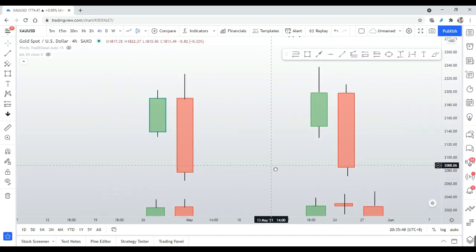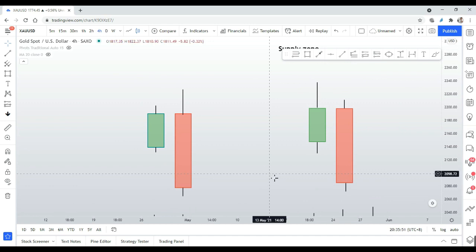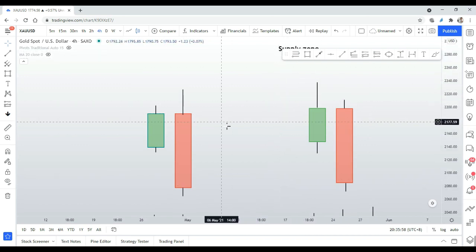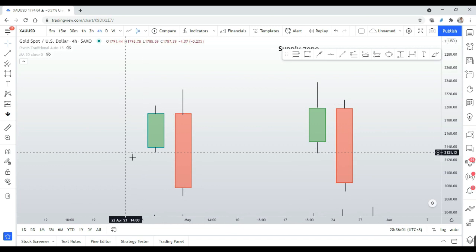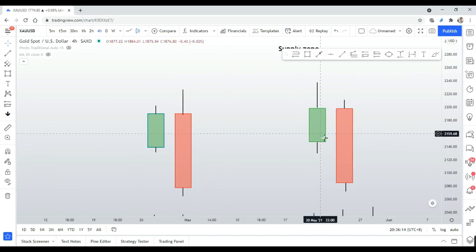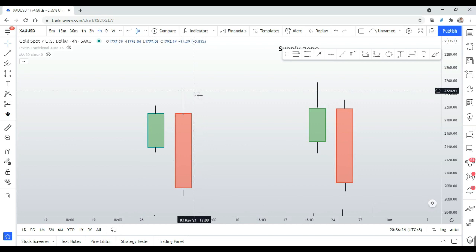So for me, first we have to look at the first pattern and the second pattern. For me to categorize a supply zone, it's important that there is a very small bullish candlestick, then there is a very significant drop of a bearish candlestick, right? So if you look at the two zones over here, it's almost the same, but this is the most powerful supply zone.